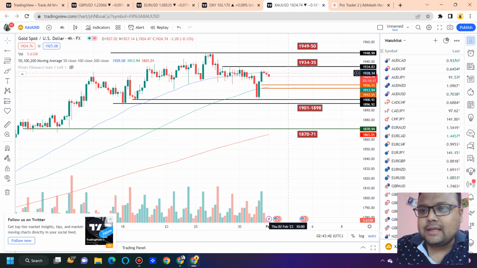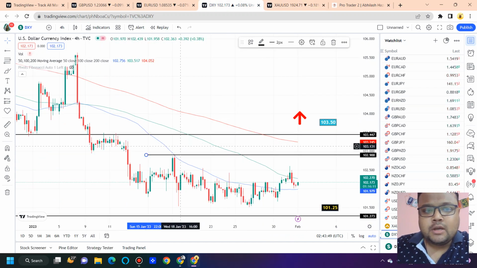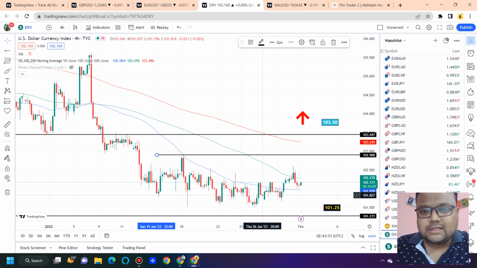Right now gold is standing at 1924. This is the current market price. At first, let's have a look at the chart of DXY. So DXY is standing at 102.17.